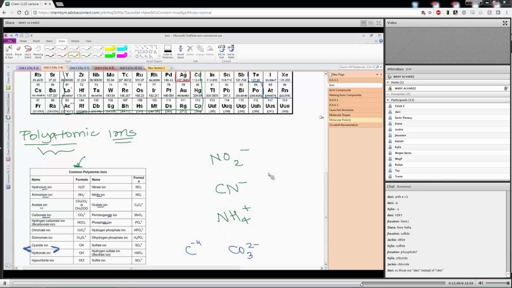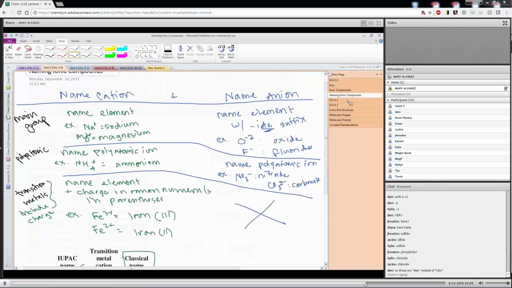Good observation, Danny. Thank you for bringing that up. You'll see mostly "ates" and "ites" in here, very few "ides." And that's because when you're naming them, your "ides" are your main groups, just an individual atom with a charge.